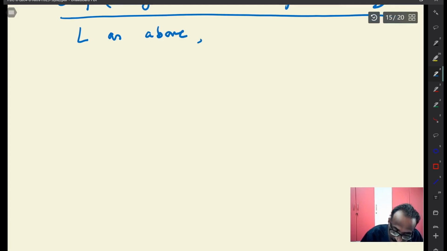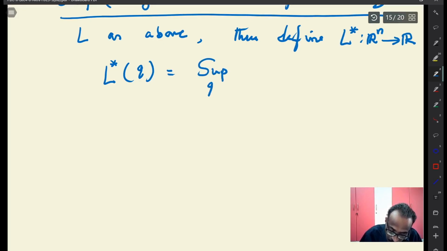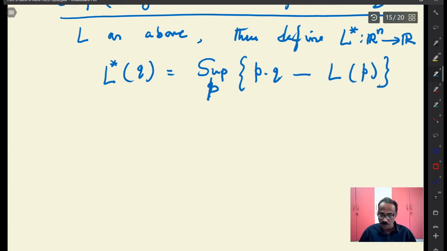Then define L star, which is a dual, but it's R^n to R^n only. Later you will see soon that this L star is nothing but H. I can always define this one, L star, so I will use the dual variable only. L star of Q is equal to the supremum over P of P dot Q, these are all vectors, minus L of P. This is what you want to understand, the supremum.